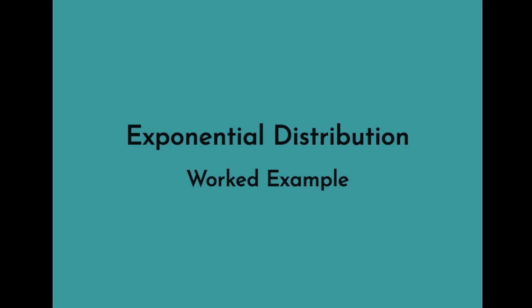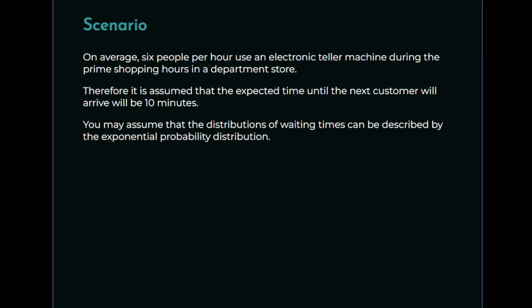Okay, in this presentation we will look at a worked example of the exponential distribution. So this is going to be straightforward enough. We have a scenario here. On average, 6 people per hour use an electronic telling machine, or ATM, or a cash machine, during prime shopping hours in a department store. Therefore, it is assumed that the expected time until the next customer will arrive will be 10 minutes.